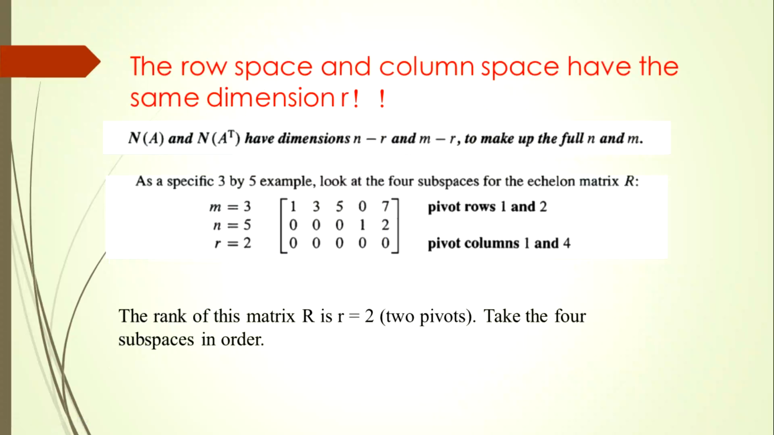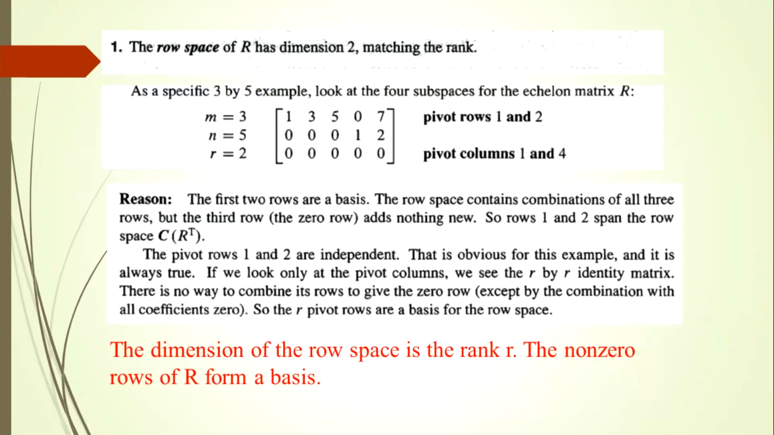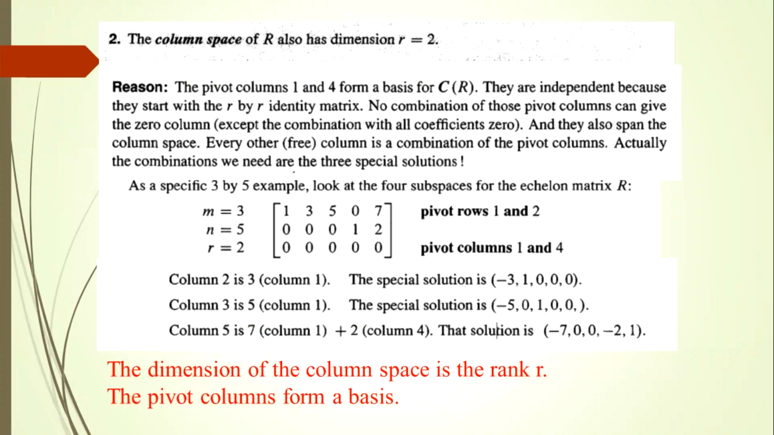And also if you look at it by rows, there are also 2 pivotal rows. So the dimension of the row space is also 2. So the dimension of the row space is the rank. The dimension of the column space is also the rank. And those 2 pivotal rows and pivotal columns are the bases for the row space and column space respectively.